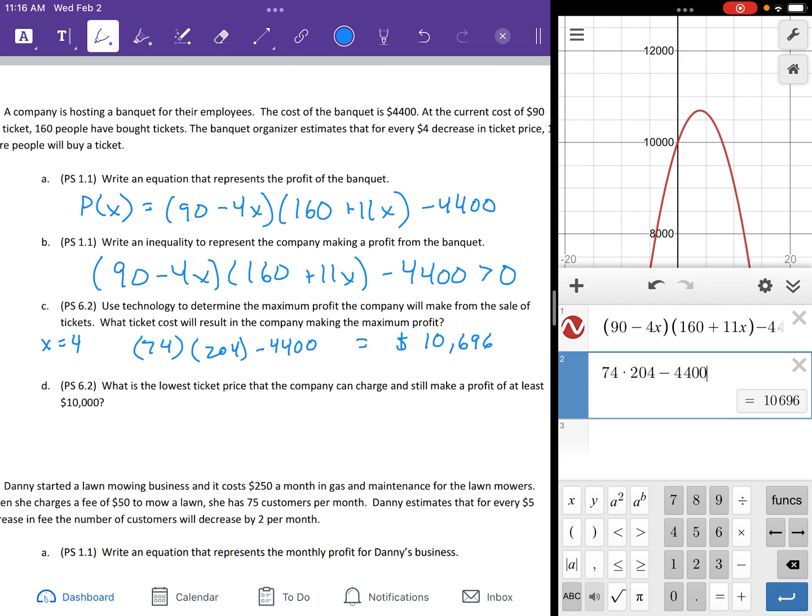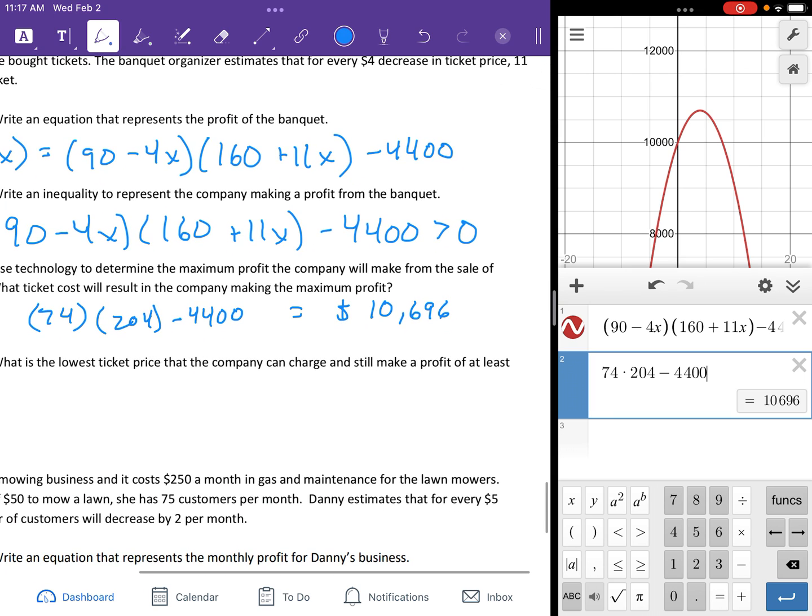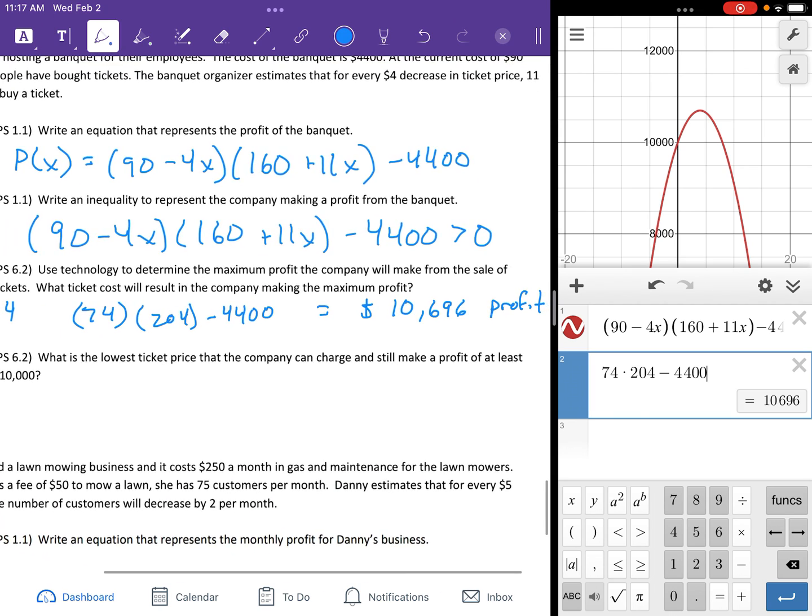$10,696. So that's the one question. That's the maximum profit. All right, this is the profit. And then what ticket cost will result in the company making the maximum profit? Well, this is the ticket cost. $74 ticket. So those are the 2 answers for this question.